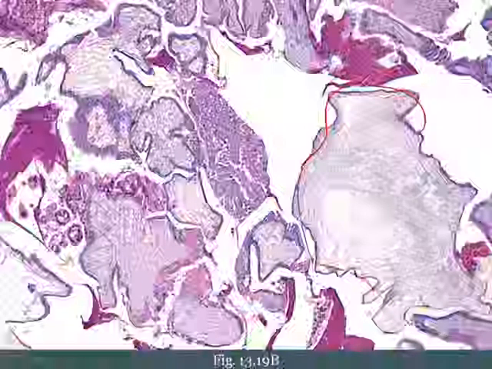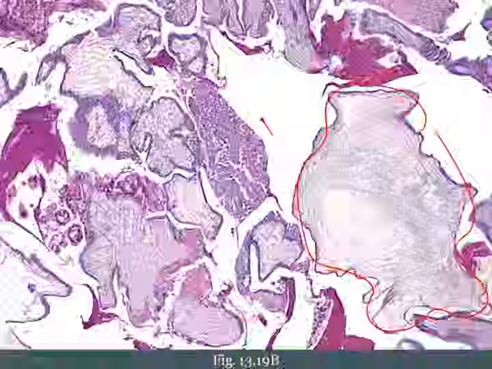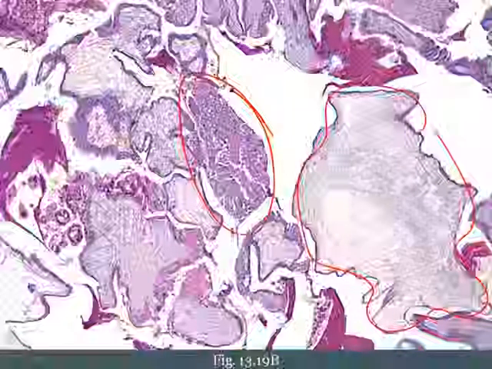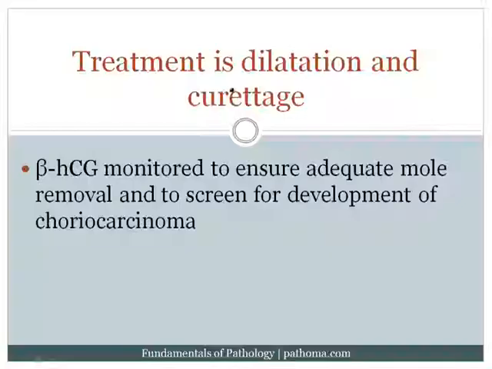This is what the villi look like in a molar pregnancy. You get these massively dilated villi, and you get this trophoblastic proliferation where there are too many trophoblasts. Now, the treatment of a molar pregnancy is dilatation and curettage. So basically you dilate the cervix, and then you go in there and you curette out that molar pregnancy. When that occurs, the next thing you can do is measure the beta-HCG.